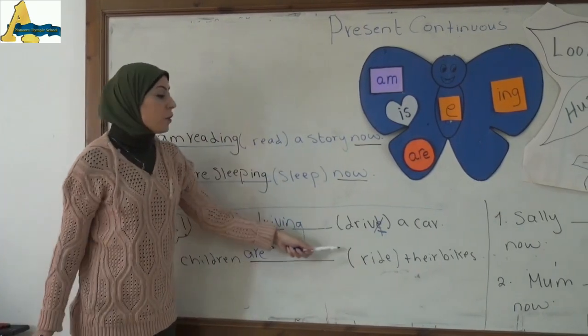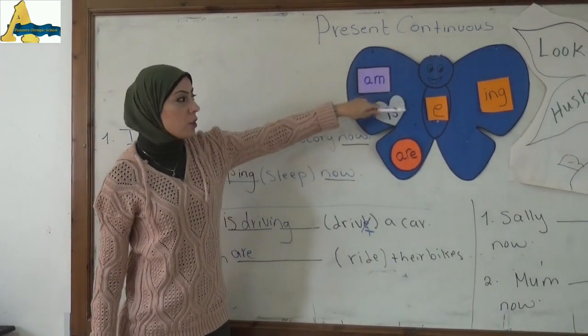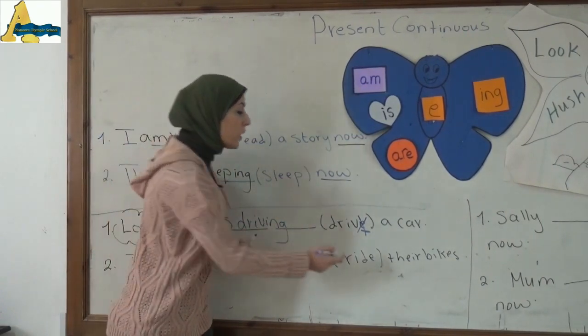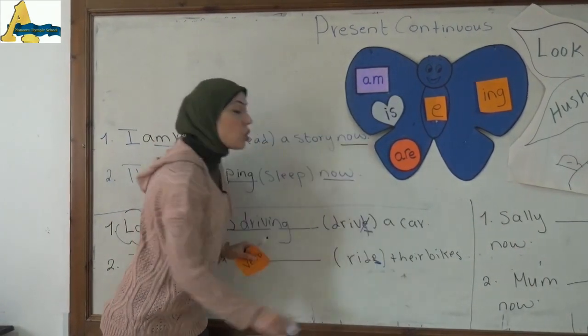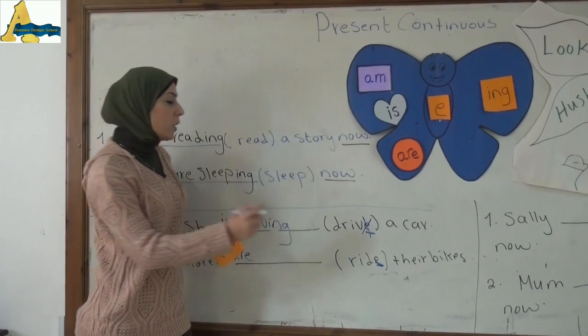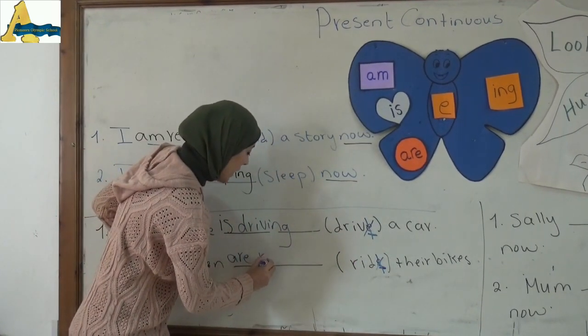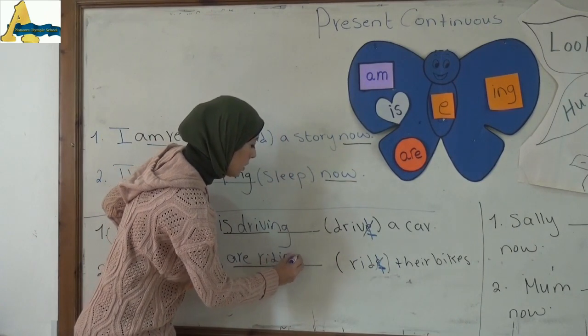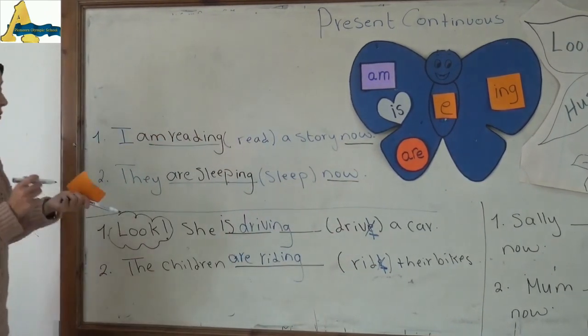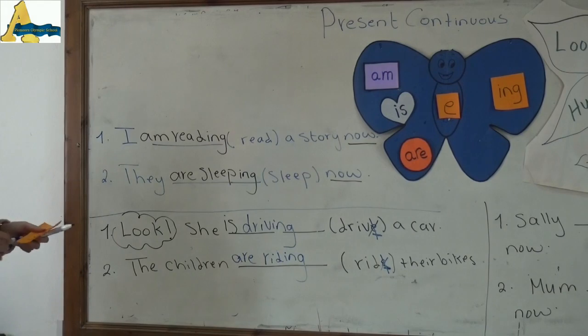Let's move here to our verb, the body of our butterfly. Here the verb ends with e. So if the verb ends with e, I will cross the e and I will add ing. So the children are riding their bikes.